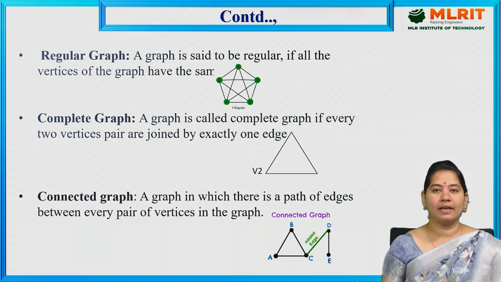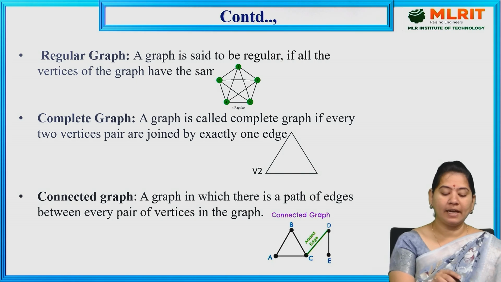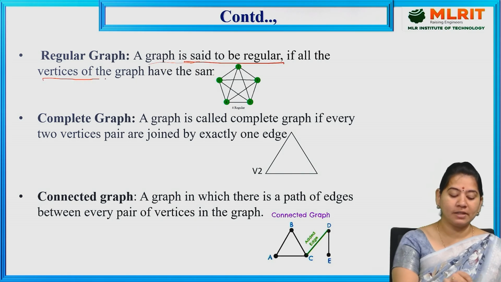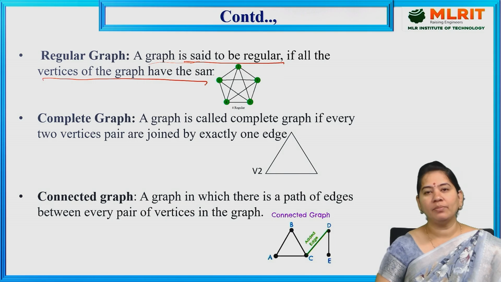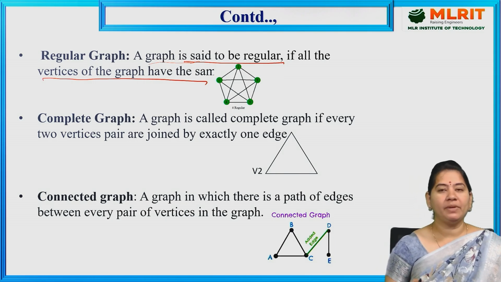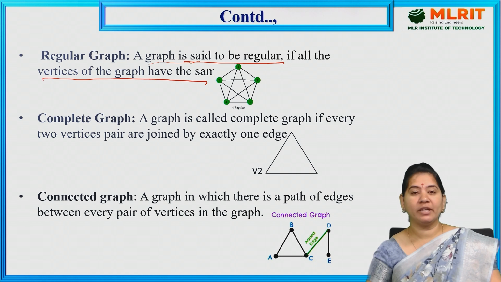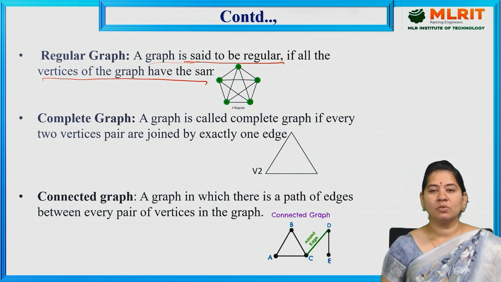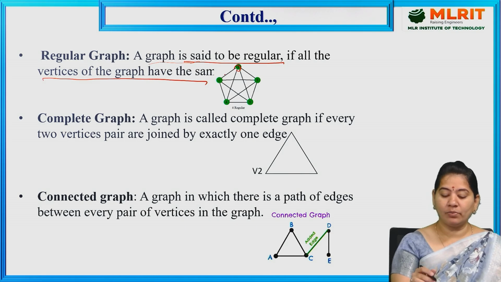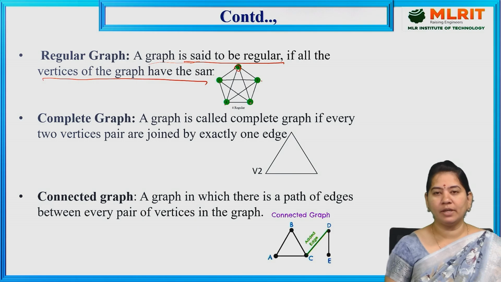So, regular graph. A graph is said to be regular if all the vertices of the graph have the same degree. First of all, we need to understand what is meant by degree. Let us suppose I have one figure where I have the vertices 1, 2, 3, 4, 5. These are all the vertices.